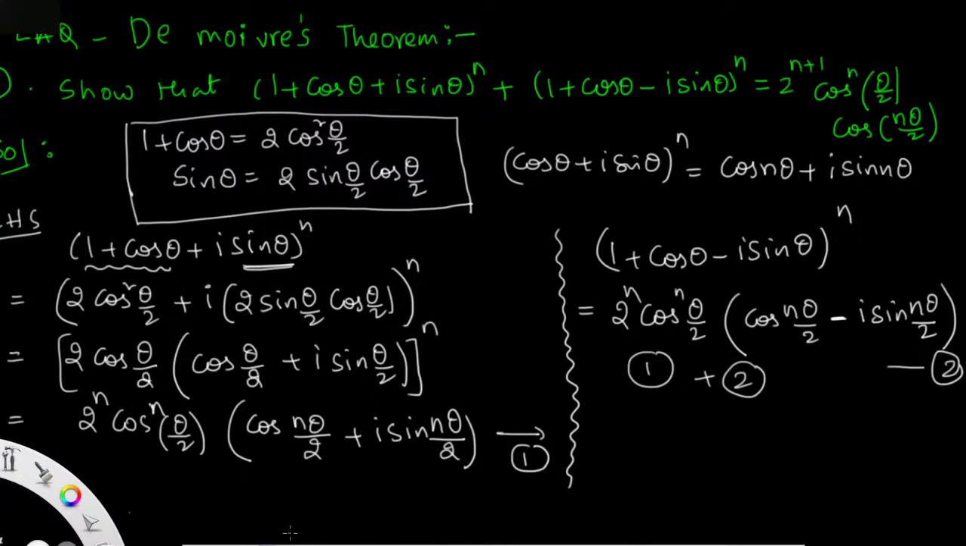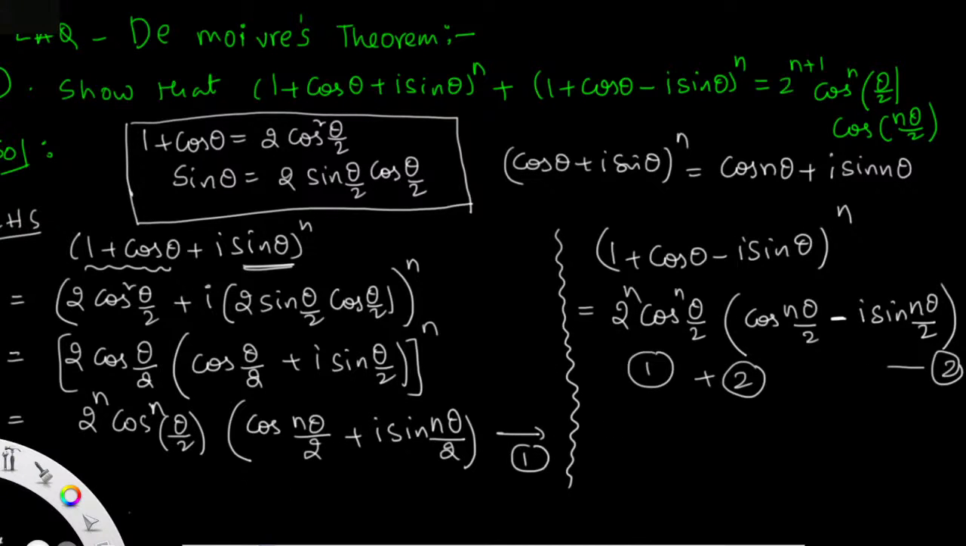So that is why I am writing on the next page. All of you please make a note. What we have done is based only on these formulas, and this is De Moivre's formula, that's all. Now we have to add both terms. In both terms we get 2 power n into cos power n of theta by 2 as common. Then add these terms, that's all.